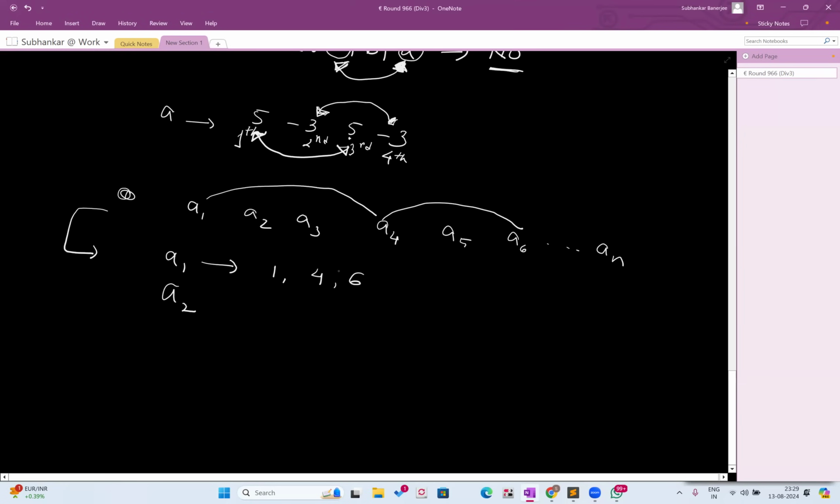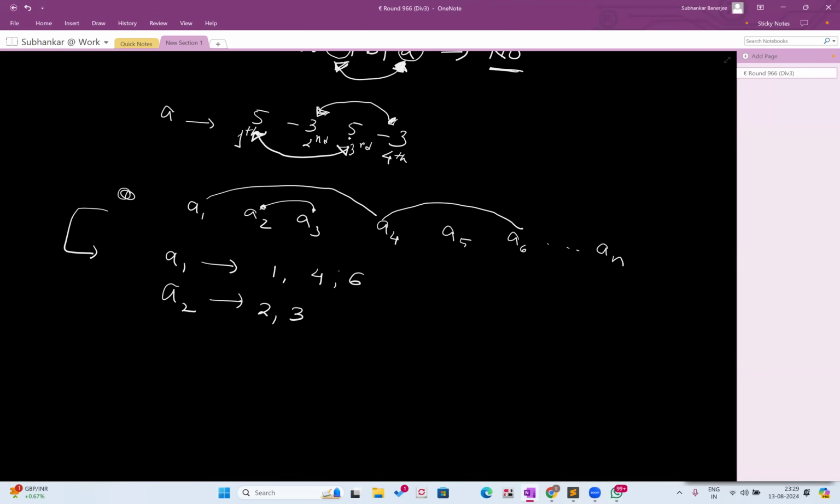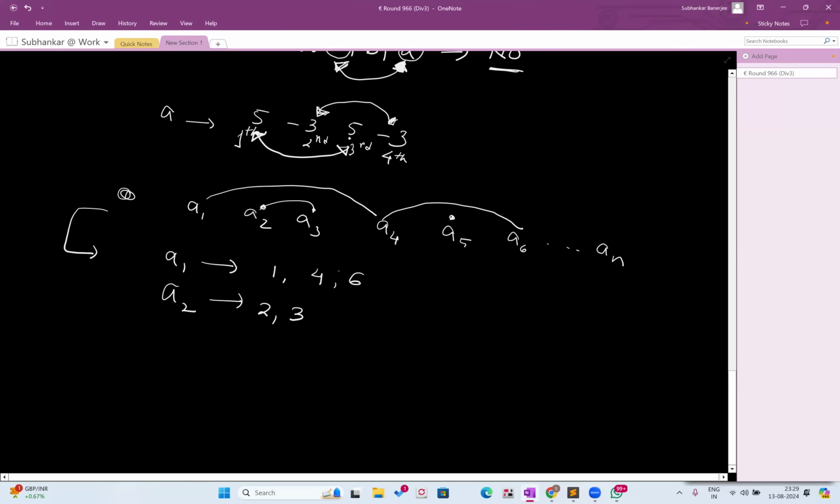Suppose A2 equals A3. So the A2 value occurs at the 2nd and the 3rd index. In these indexes, the string characters should also be the same. And suppose A5 is different. So A5 occurs at index 5.